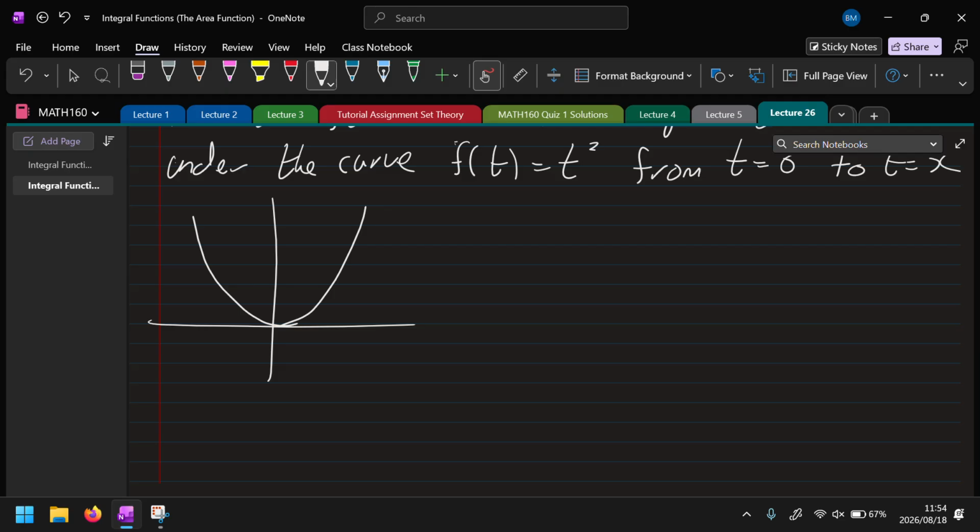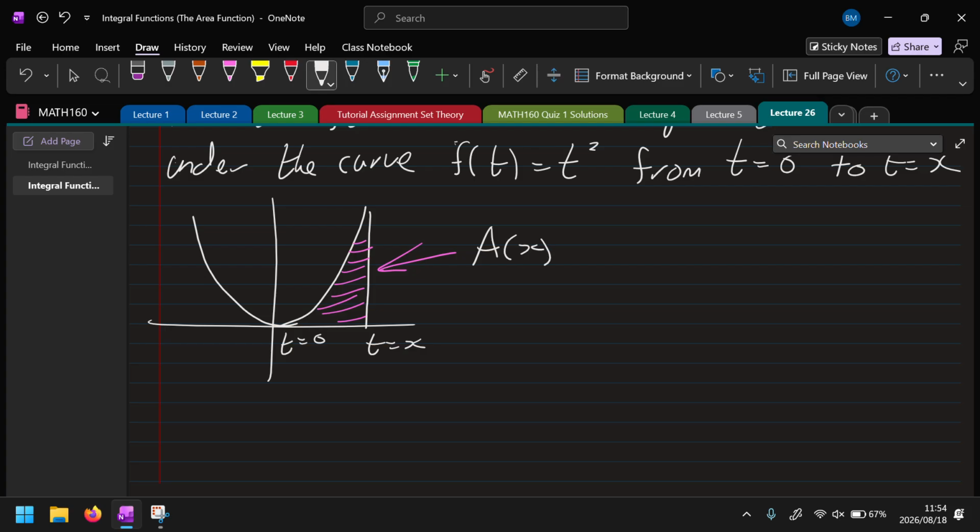Now this x value is just some value, could be positive, could be negative. For the picture, we're going to draw it as positive, but of course you could put any value there. So we're going to go from t equals 0 to t equals x. Again, I just chose a positive one here for the picture, but this x can be anything. And the area of this pink region, that is going to be our function A of x.